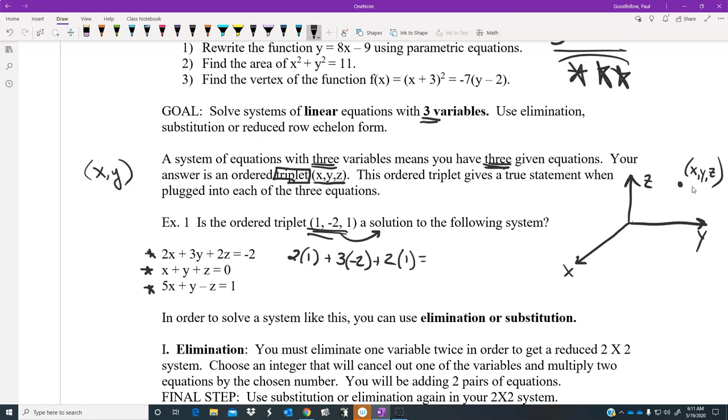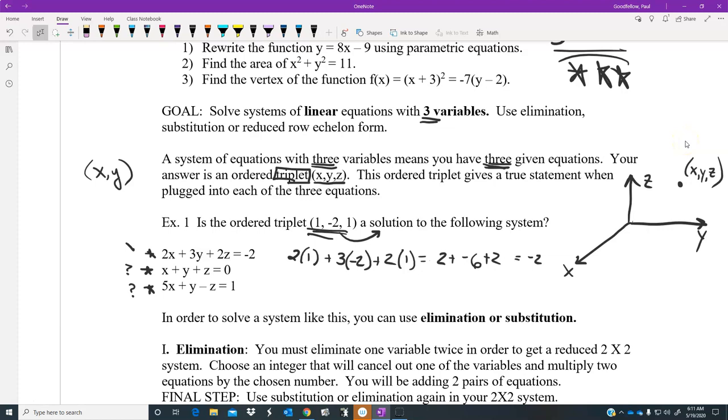So in this case, something like 2 plus -6 plus 2 would be an answer of 4, and that'd be -2. It would satisfy the first one. Now, the problem is that it can't just satisfy one. It has to satisfy all 3 of the equations, and if any one of them fails, then it's not a true solution to the system.